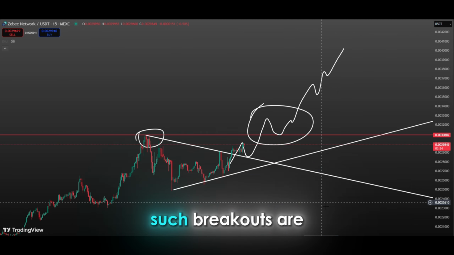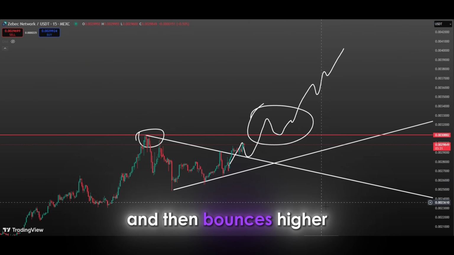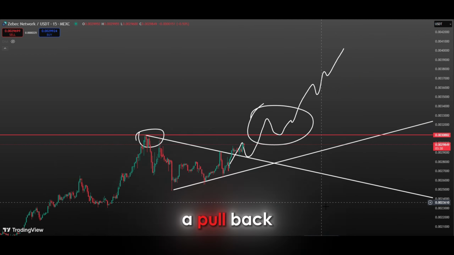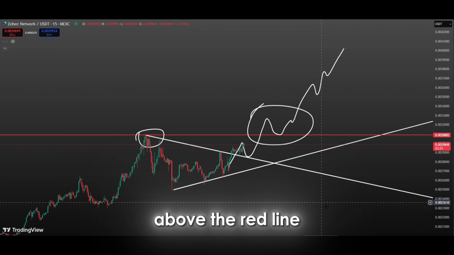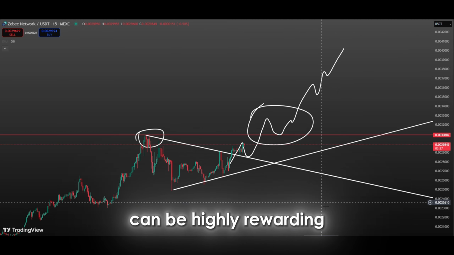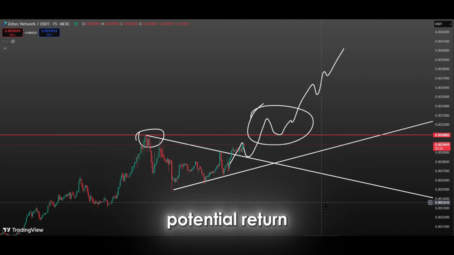Additionally, such breakouts are often followed by a retest move. This means the price pulls back to test the broken resistance level as new support and then bounces higher. A successful retest further strengthens the trend. Therefore, a pullback following a breakout above the red line should not be seen as a threat, but rather as an opportunity. Taking a position at this point can be highly rewarding in terms of both risk and potential return.